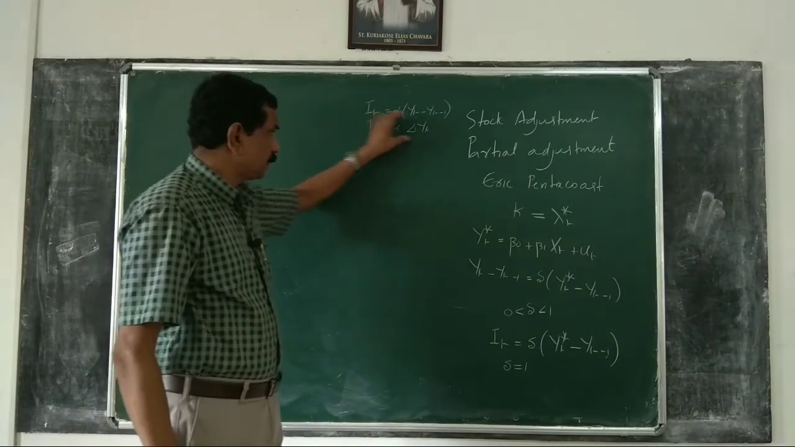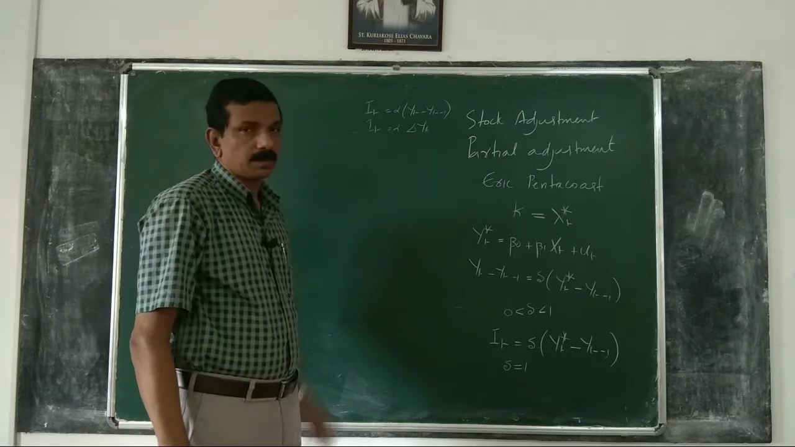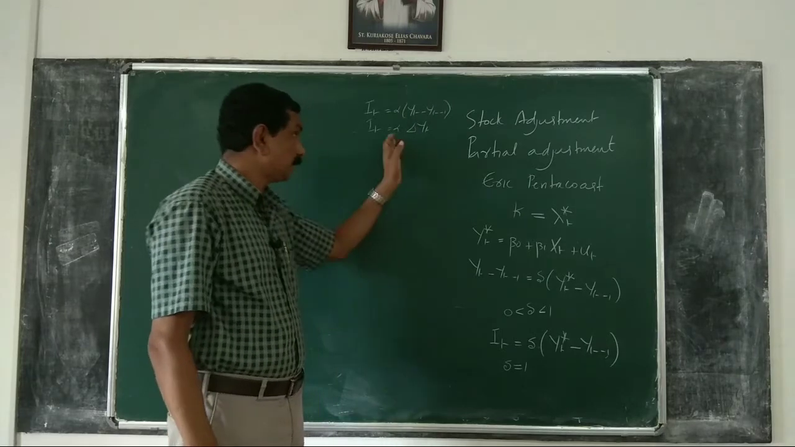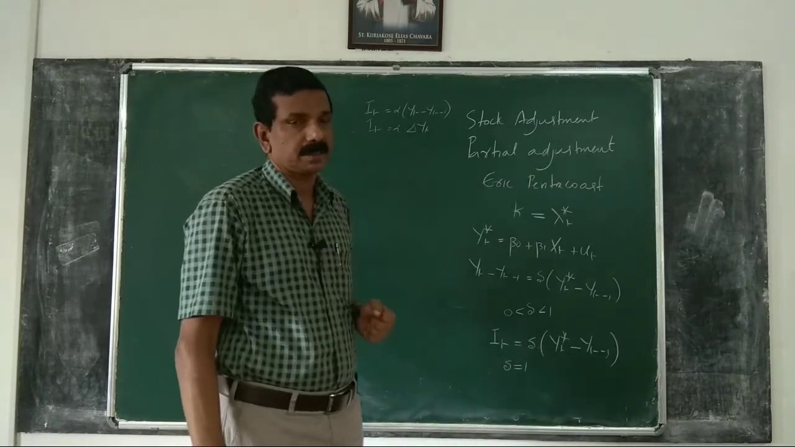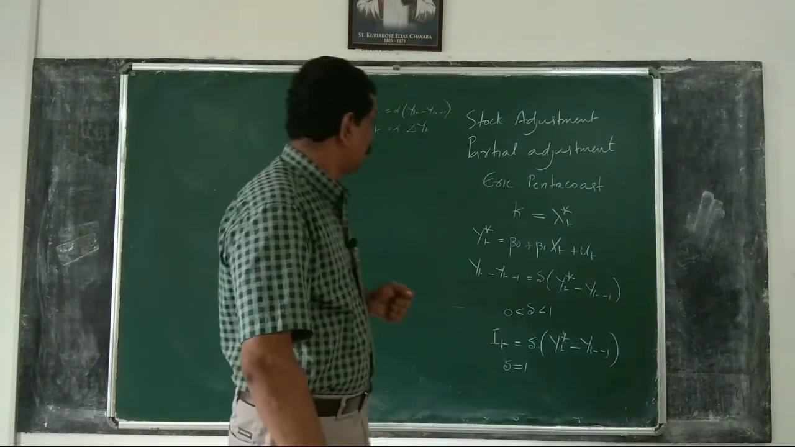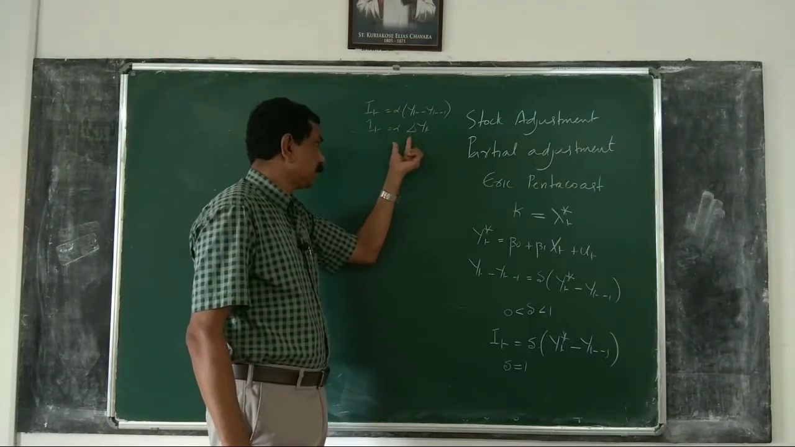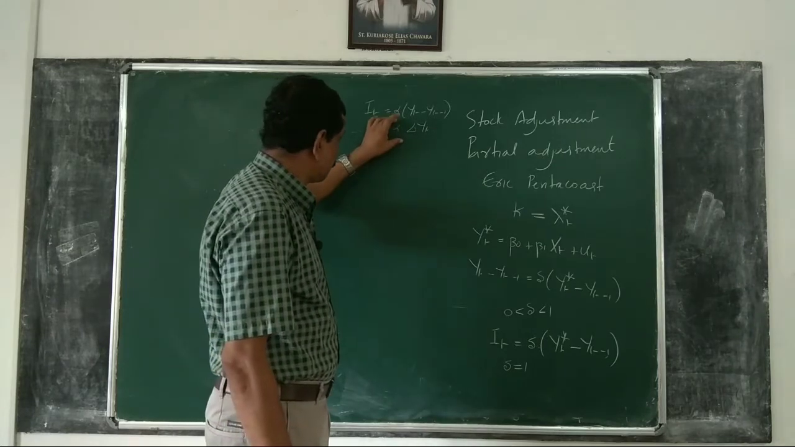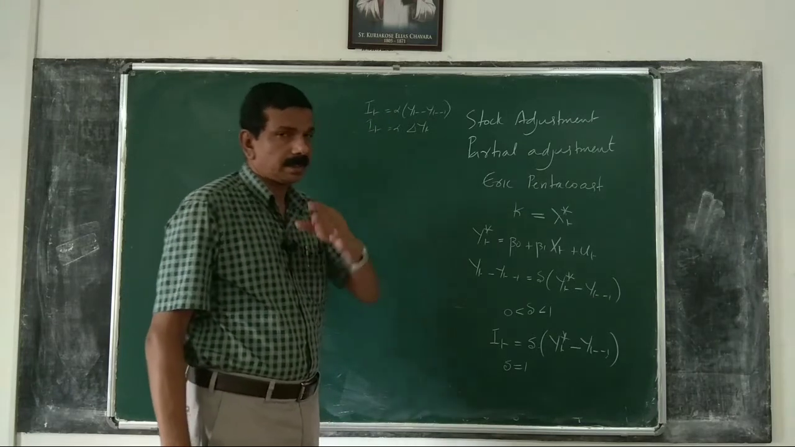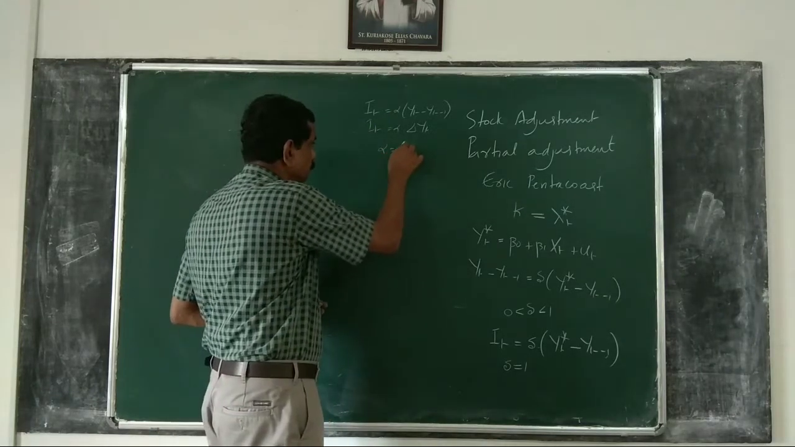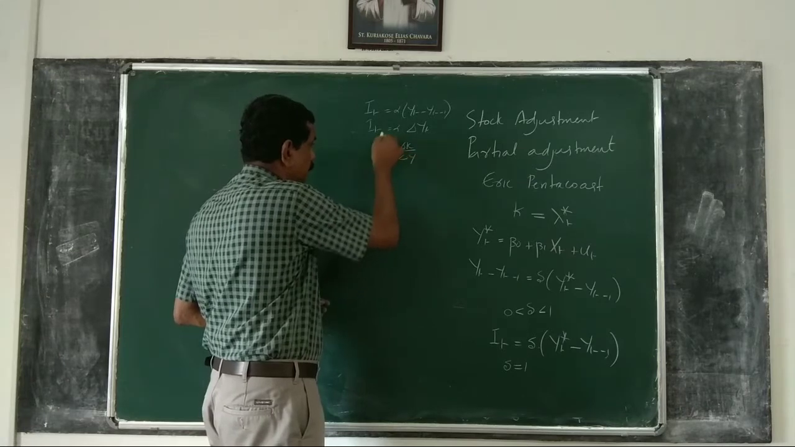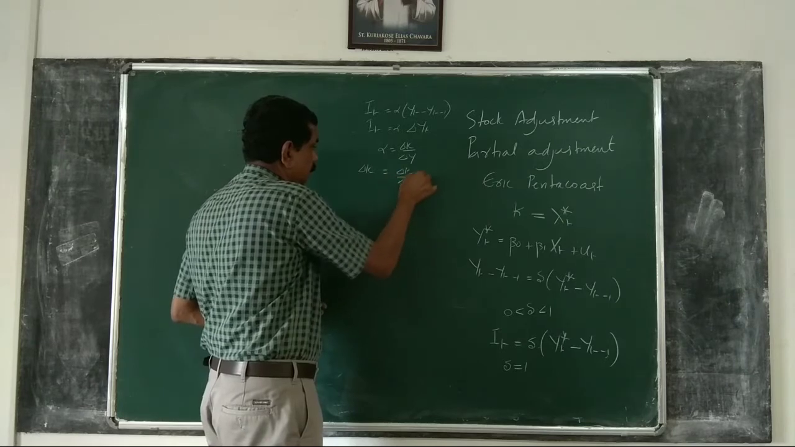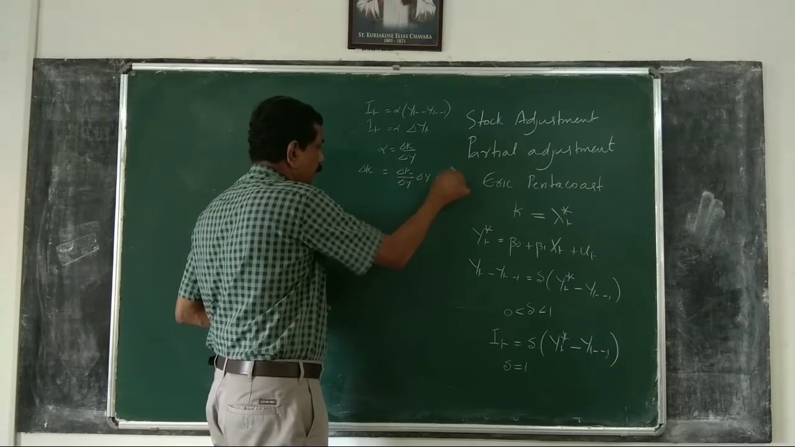That means investment is proportional to change in output. So investment, or if we assume that alpha is known as the acceleration coefficient, it is nothing but delta K by delta Y, or I by delta Y. So it is the acceleration coefficient, delta K by delta Y. So that delta K is equal to delta K by delta Y into delta Y is equal to delta K. Okay.